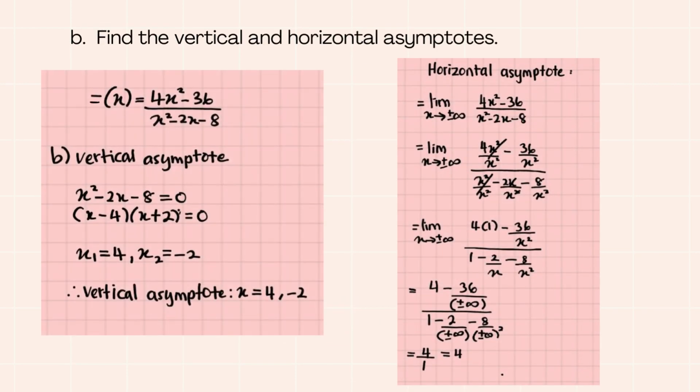How about the vertical and horizontal asymptote? For the vertical asymptote, what you have to do is set the denominator equal to 0, because we want to find it for the rational function, right?